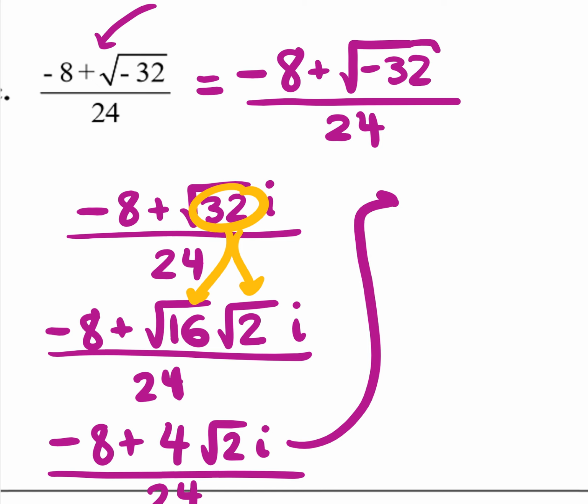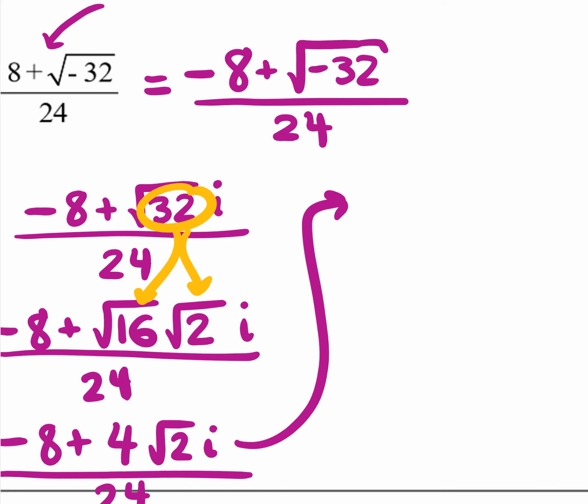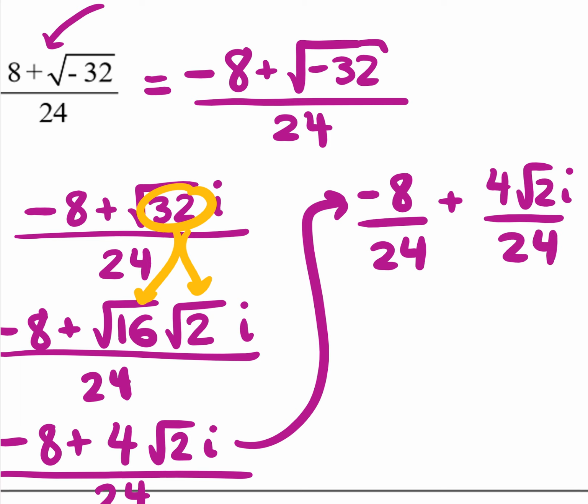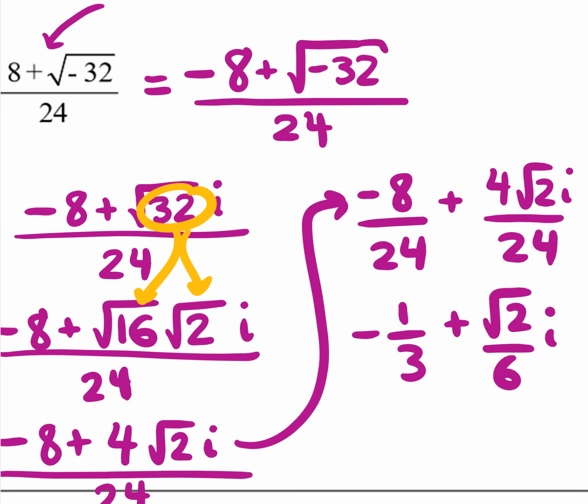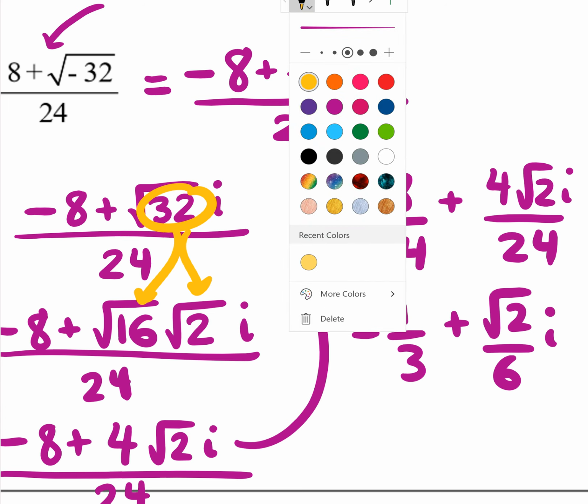Now we'll do the very last step like we did in the last one. We're going to split it up into 2 fractions. I'll give the negative 8 its own denominator of 24, and then the 4 root 2 i its own denominator of 24. Then I'll just reduce as if they're regular fractions. This one reduces to negative 1/3, and this reduces to root 2 over 6 i. There we go. I think that looks good.